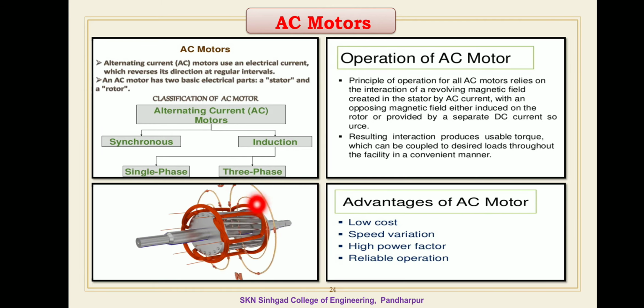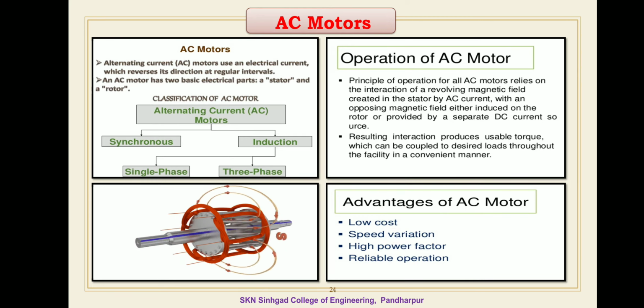There are different advantages of AC motors. The cost of an AC motor is low, it offers speed variation, then high power factor and reliable operation. These are the four different advantages of AC motors.